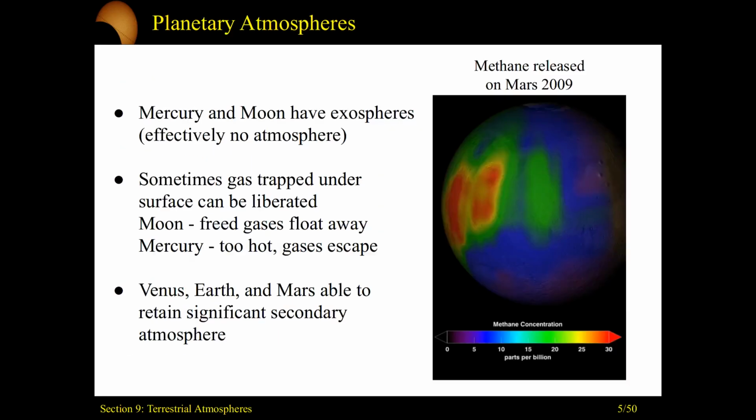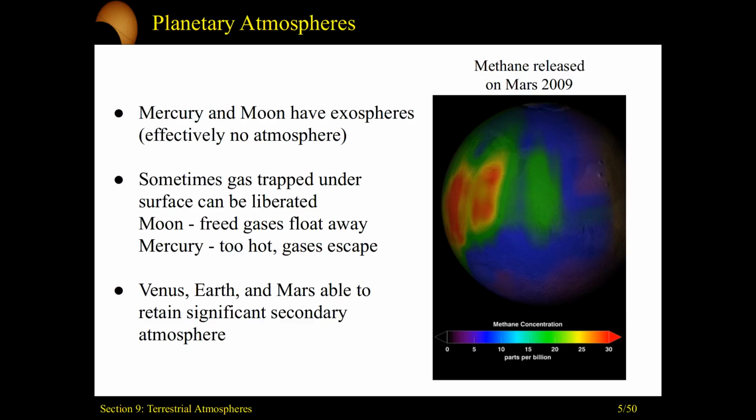Some quick facts about the planetary atmospheres that we've seen. Mars has an atmosphere. We actually detected about a decade ago, at the time of the recording of this video, that there was this excess methane release in the atmosphere of Mars. As for Mercury and the Moon, they have what we call exospheres, which are effectively no atmospheres at all.